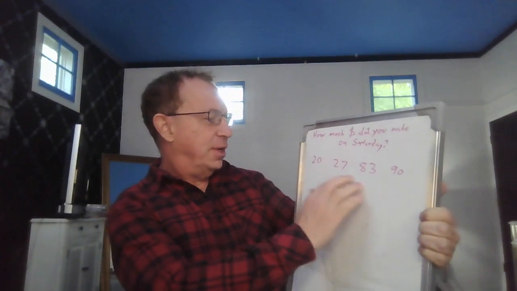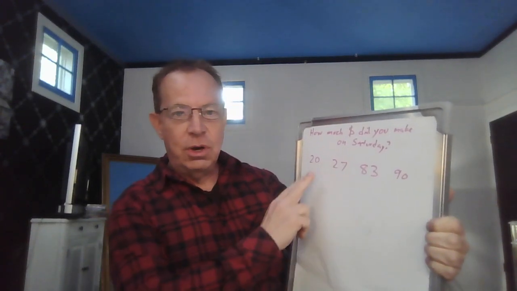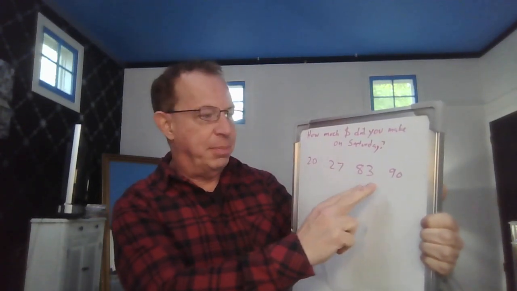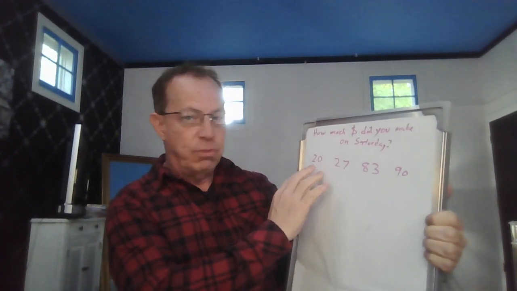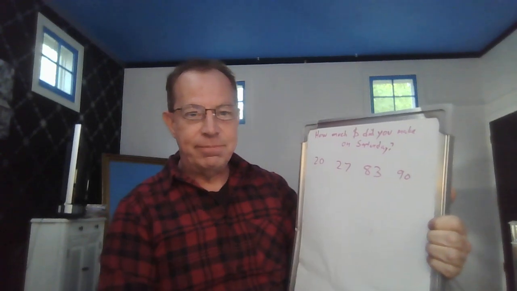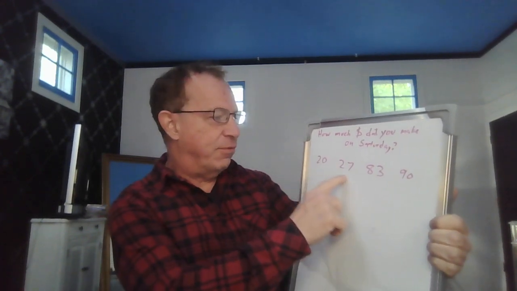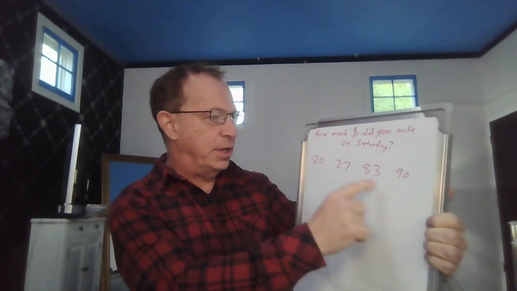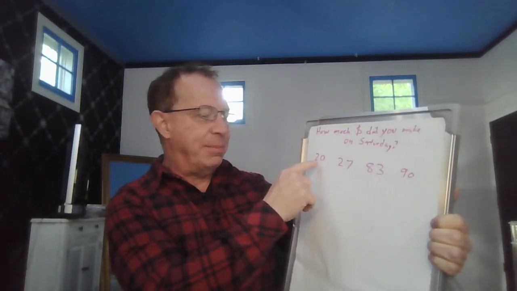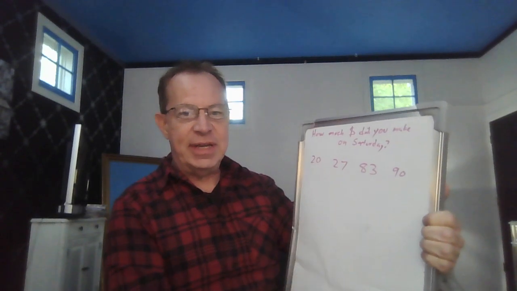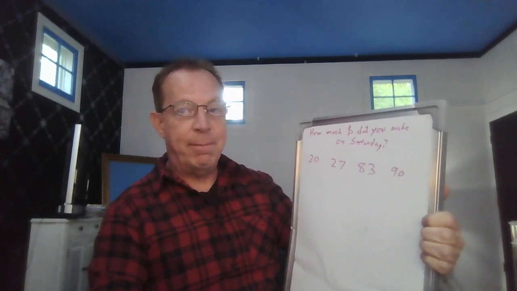Okay, so these four numbers were given by four different people about how much money they earned on Saturday. And notice that, remember, we call this a data set. And we have ordered the data from smallest to largest. We found the range by subtracting 90 minus 20 is 70. And now we've been working with the median.